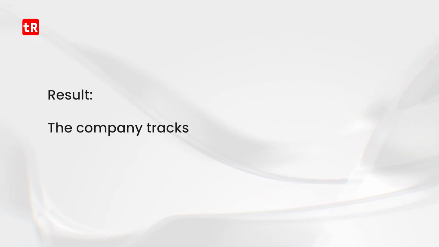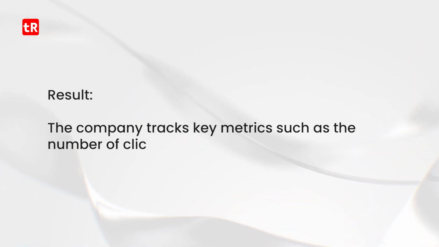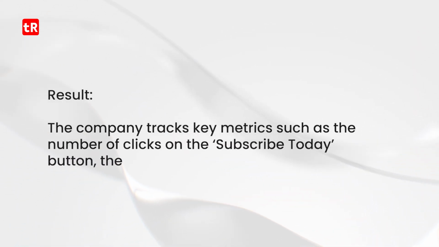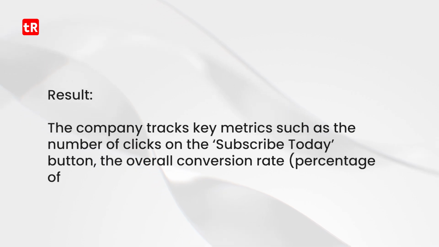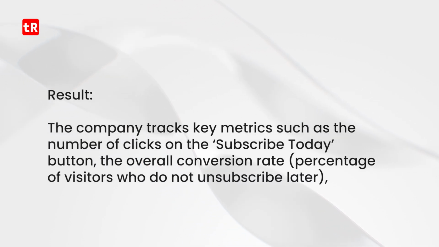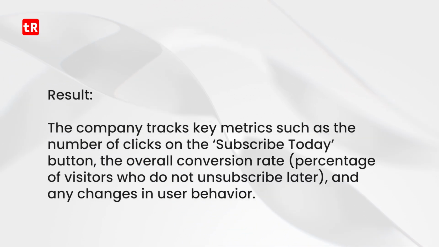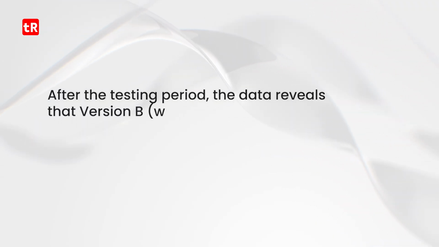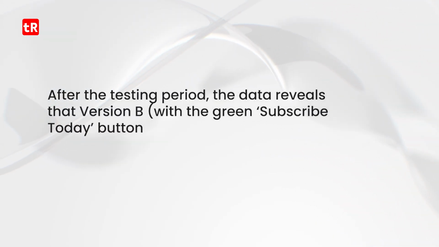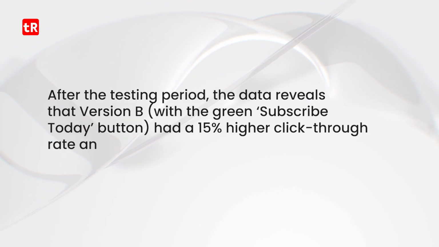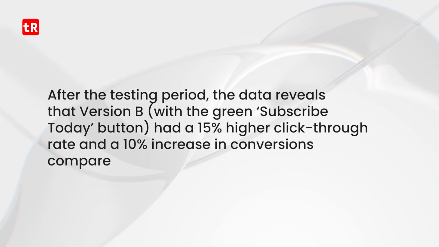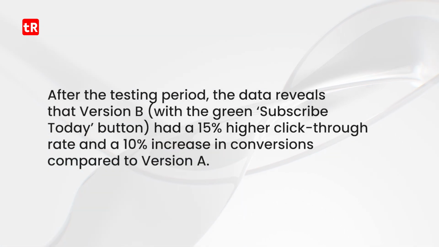The result? The company tracks key metrics such as the number of clicks on the Subscribe Today button, the overall conversion rate, percentage of visitors who do not unsubscribe later, and any changes in user behavior. After the testing period, the data reveals that version B with the green Subscribe Today button had a 15% higher click-through rate and a 10% increase in conversions compared to version A.